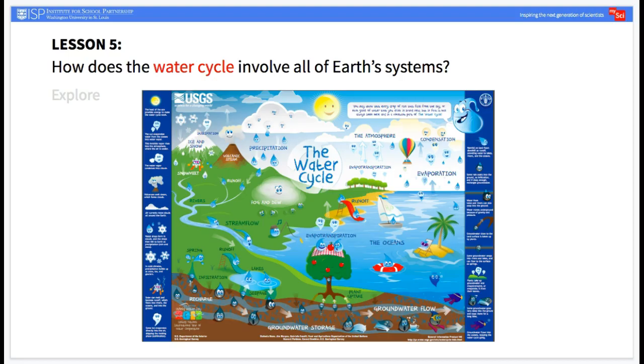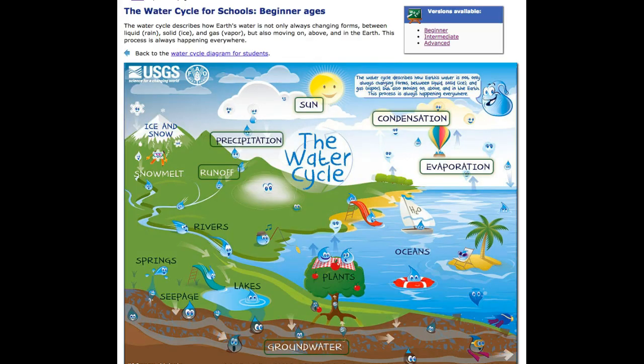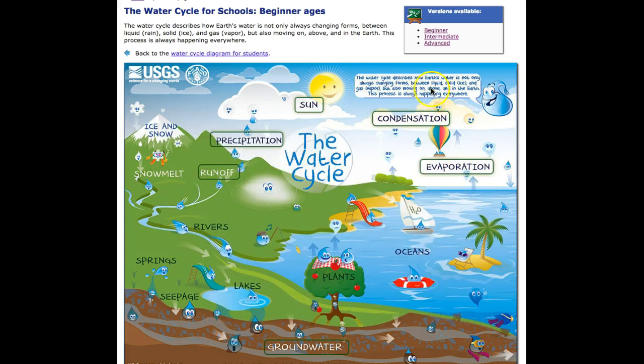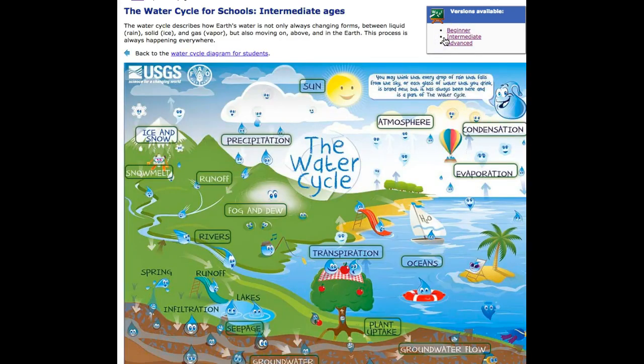In the Explore portion of this lesson, students will work in groups to analyze the water cycle diagram. The diagram is an online interactive. Hovering your mouse over a water cycle process will cause information about the process to appear. Additionally, the interactive offers beginner, intermediate, and advanced options for differentiation if needed.